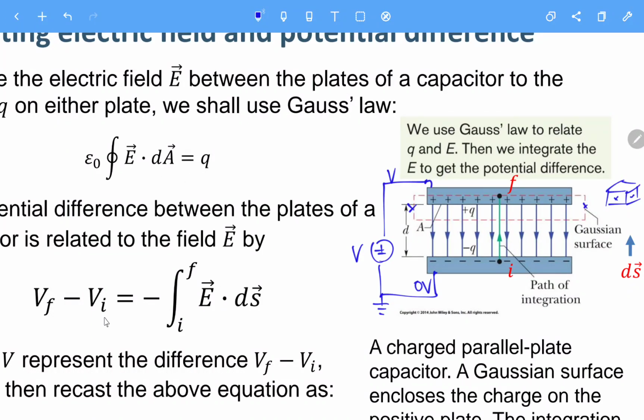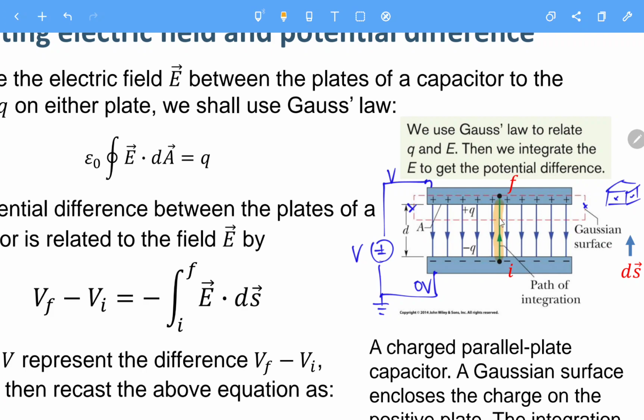And then we also see this relationship in chapter 24 about the potential difference and the E field. The potential difference between F and I, Vf minus Vi, will be the integration of E dot ds from I to F. Here we define a path in green color. For this path from I to F, we integrate in this direction. Of course, it is opposite to the direction of the E field.